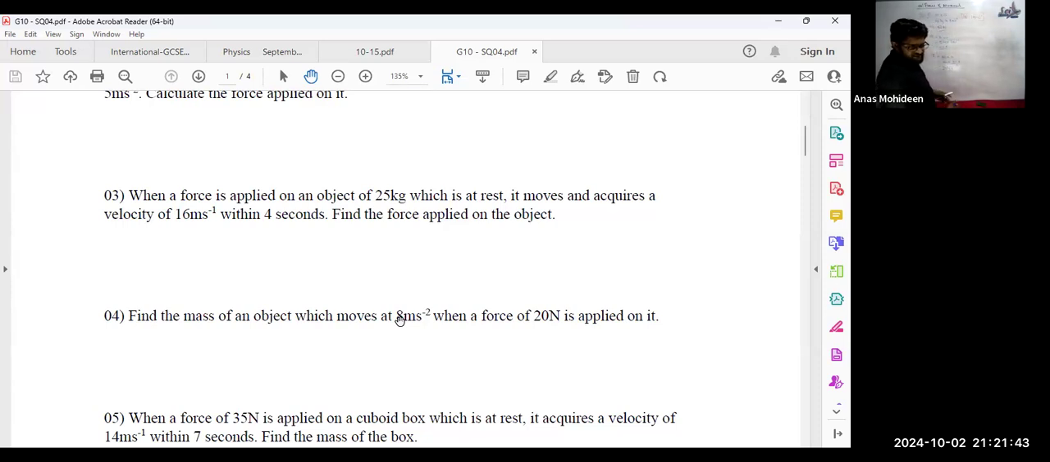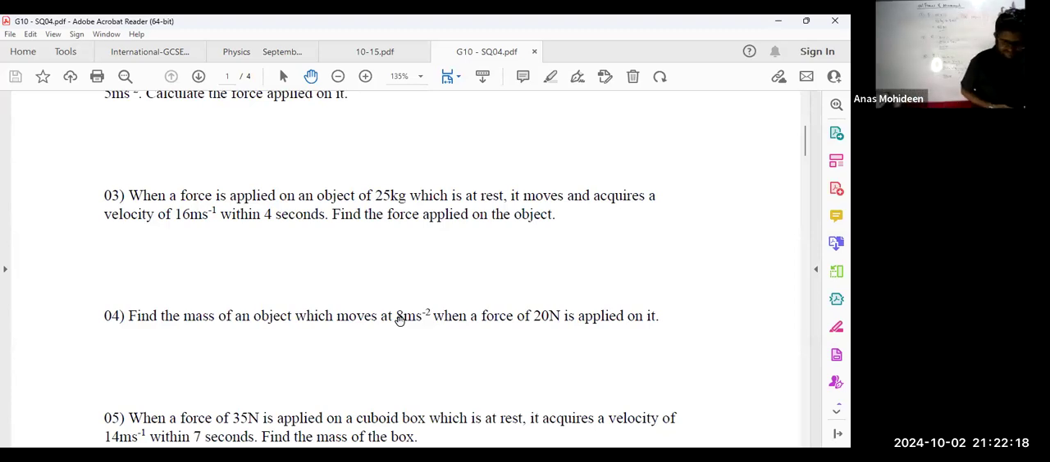So starting velocity was at rest. And it is moving at 16 m/s. It acquires this within 4 seconds. So final velocity is 16. Starting velocity is 0. m/s divided by 4 seconds. Correct now? 16 final velocity. Initial velocity 0. 16 over 4 is 4. 4 into 25, it is 100.